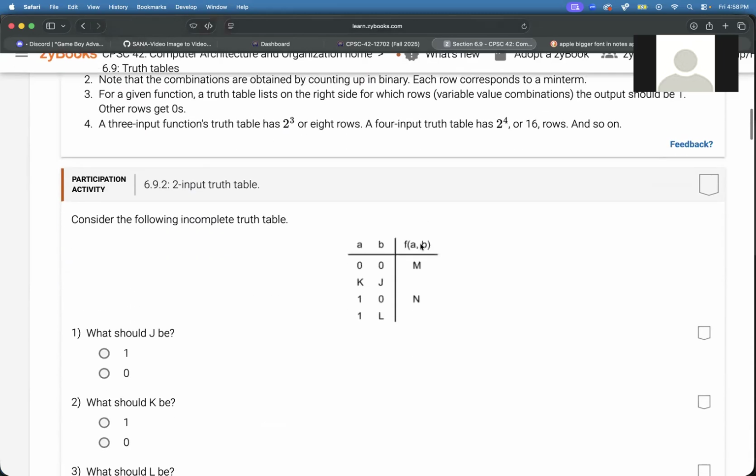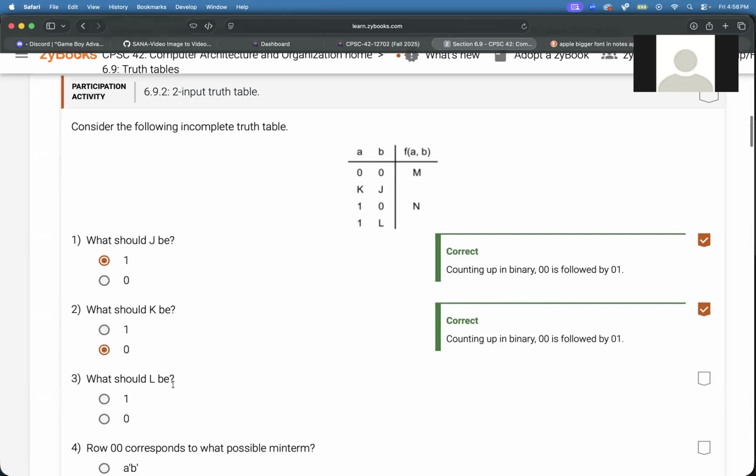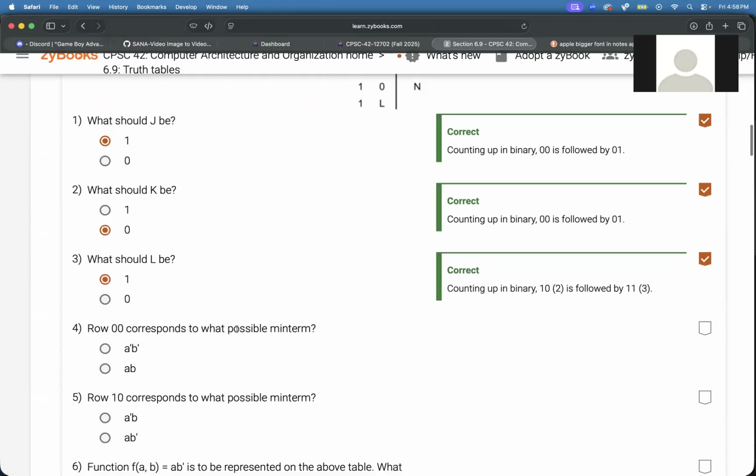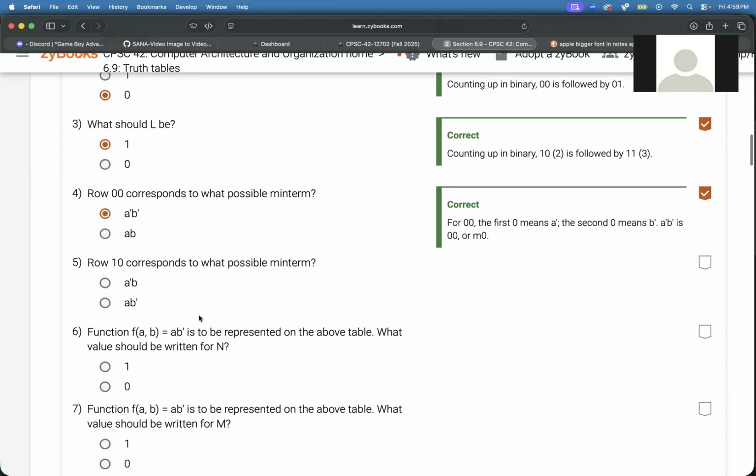So if we filled them out in that order, what would the J be? This would be 0 0, and this would be 0 1, so the J would be 1. What would the K be? It'd be 0 0 0 1, so the K would be 0. What would the L be? It'd be 0 0 0 1 1 0 1 1, so the L would be 1. 0 0 corresponds to what min term? 0 0 is not A, not B. 1 0 would be A, not B.